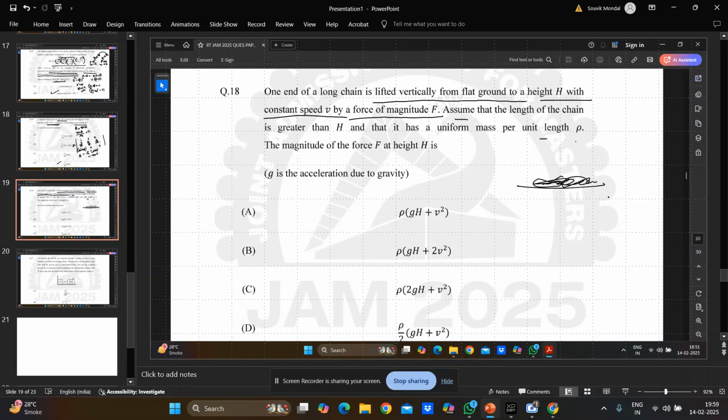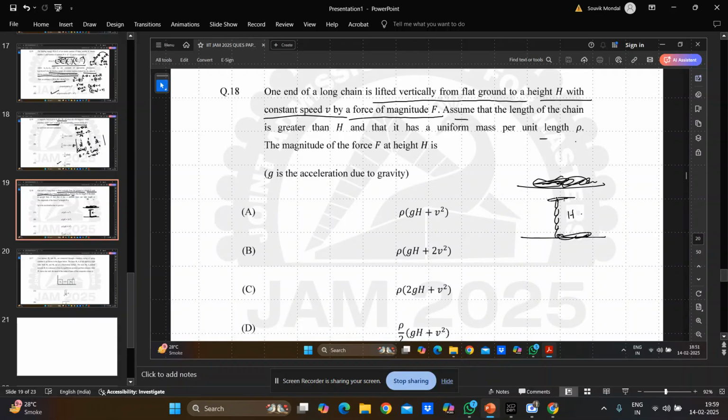Chain initially on the ground. Now you start pulling it, so some part is still left on the ground and some part is lifted. You lift it to some height. So what will be your force? You lift it with a uniform mass per unit length, force magnitude f, and constant speed v.